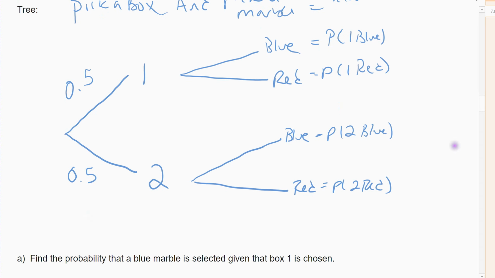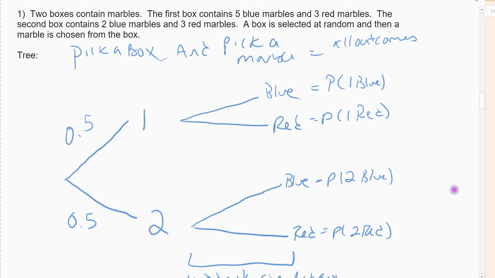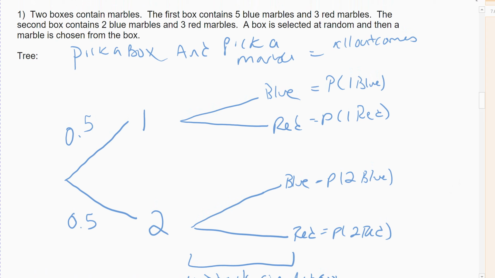All right, then remember, these are the conditionals. Given what box, the given part is what box you picked, there's the odds of getting red and the odds of getting blue, but it depends on which box you have. So I've done the first thing already. I've selected a box, and then there's the odds of getting red and blue. So these are the conditionals based on which box I've selected first.